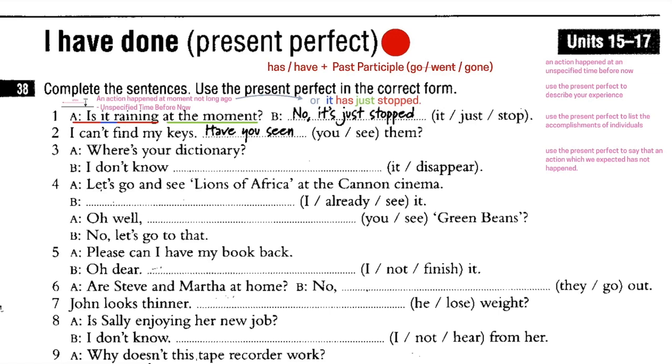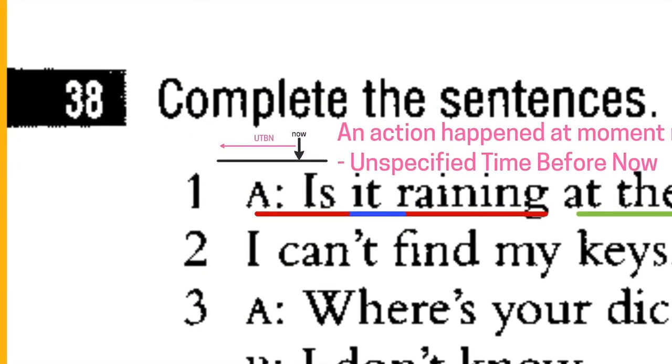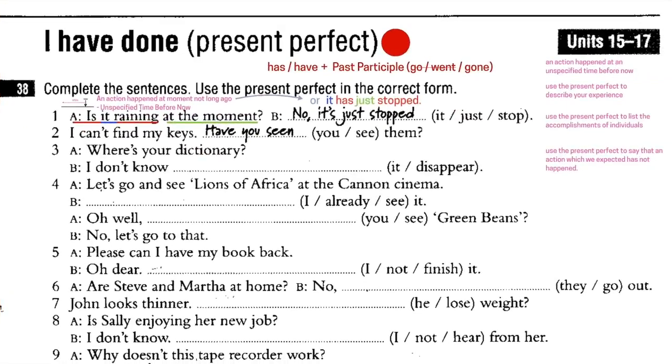And you can see "has just stopped" is an action that happened at a moment not long ago, which is an unspecific time before now. There is a graph and you can see the UTBN, unspecific time before now, is the purple arrow pointing to the past. So that's why we apply present perfect.